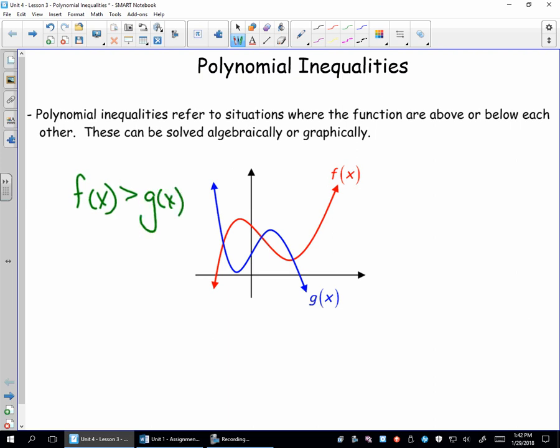So this was our example. We had f(x) being greater than g(x). Where is f(x) above g(x)? Well, in the picture, the red line is above the blue line there, and also all of these spots. Okay, so if I can graph a polynomial, I can get an idea of the intersections or the different possible solutions. But we're going to learn how to solve these both algebraically and graphically.